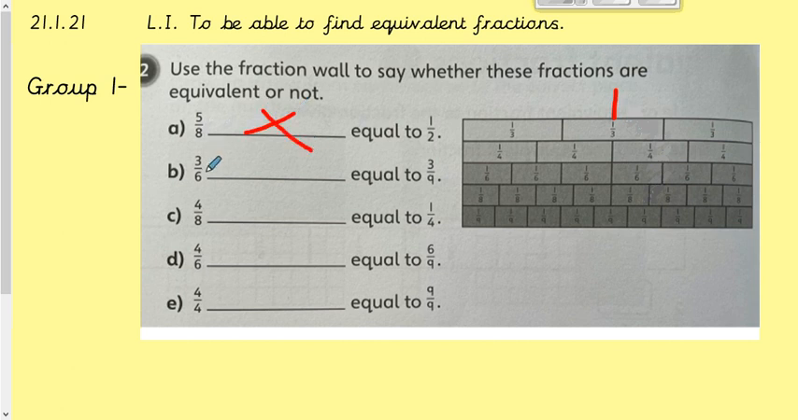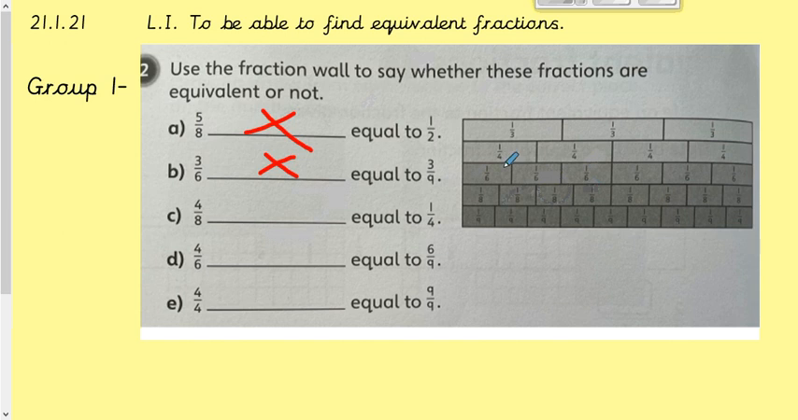3/6 is equal to 3/9. So 6s, 1, 2, 3. So it's that line again, is equivalent to 3/9. 1, 2, 3. So those aren't equivalent because the lines don't match up. So that is a cross as well. 4/8 is equivalent to 1/4. So we have 1, 2. I'll just rub off what I've done because it's going to get a bit confusing else.